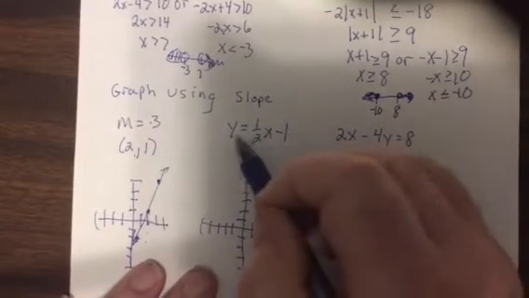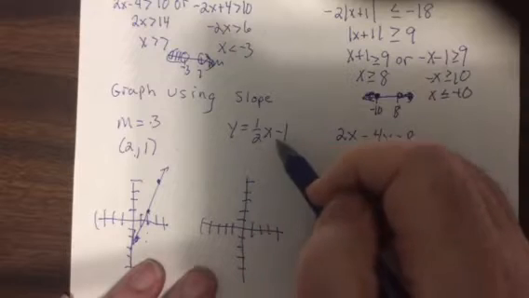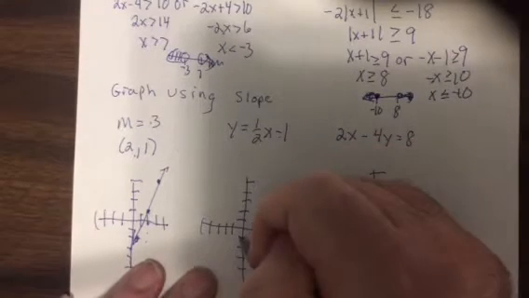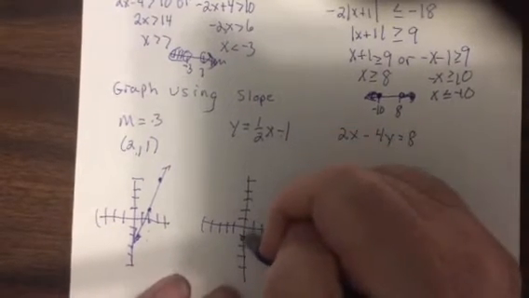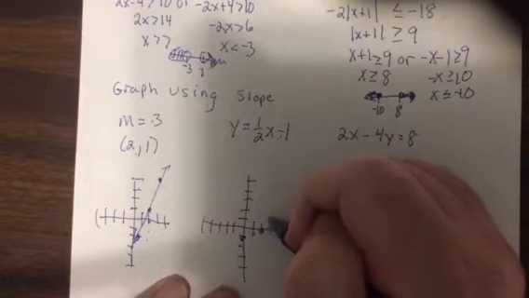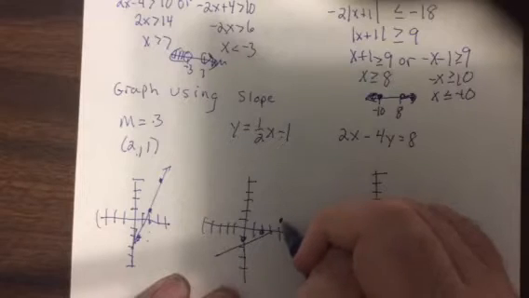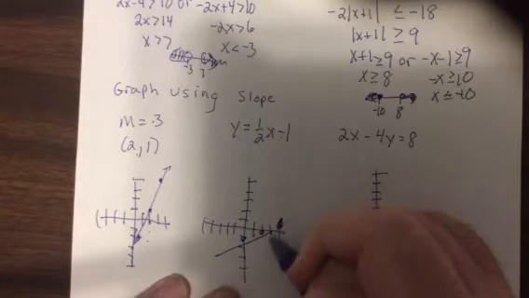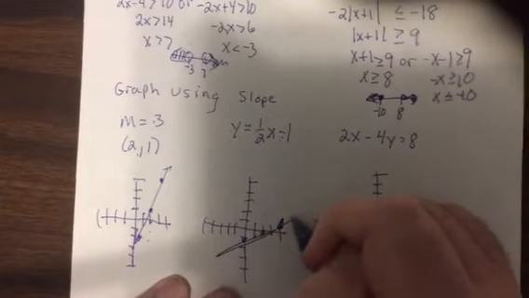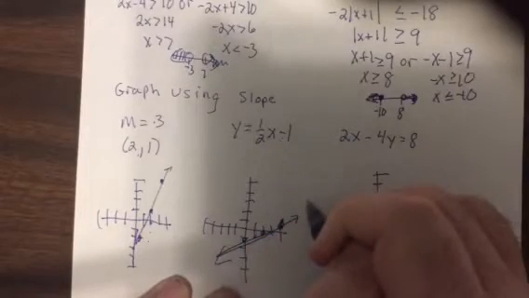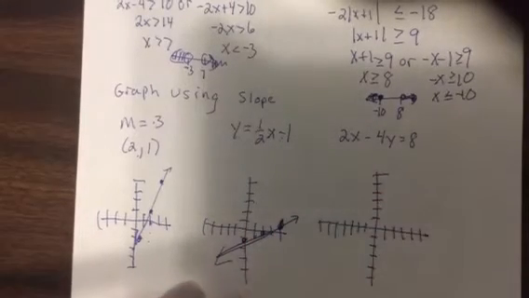Now this one, it's an equation, but it's solved for y, so the y-intercept's negative 1. Slope is a half, so up 1 over 2, up 1 over 2. Remember, I kind of missed that a little bit, it should be down here. If it's a positive slope, it's up to the right, negative slope down to the right.